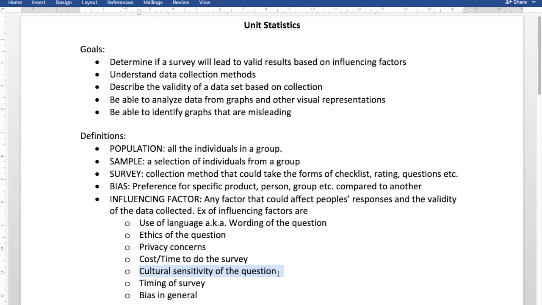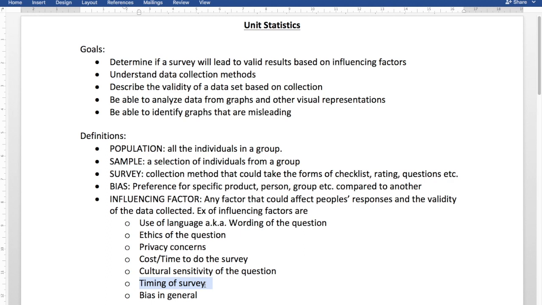The next one is the timing of the survey. So that's like the moment in time that you ask these questions to people. It might influence how they answer. So an example might be like if you ask a question on the very hottest day of summer, what's your favorite drink, hot chocolate or iced tea? Then people are more likely to answer iced tea because it's really hot outside.